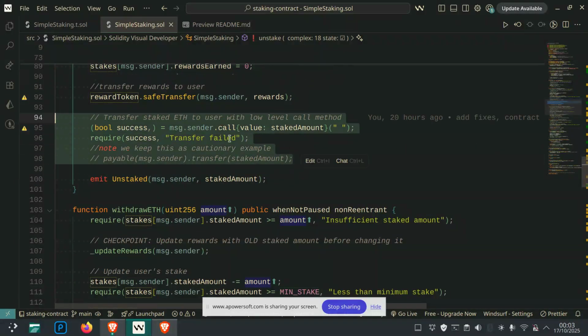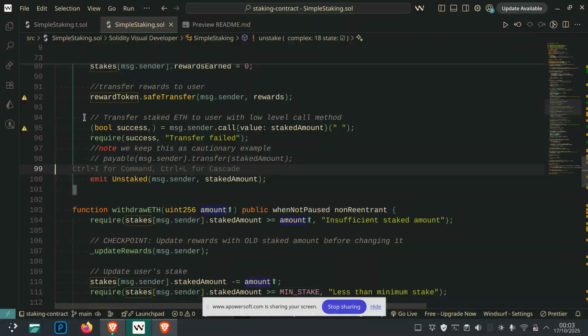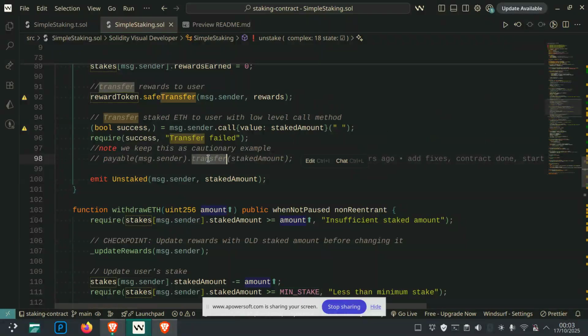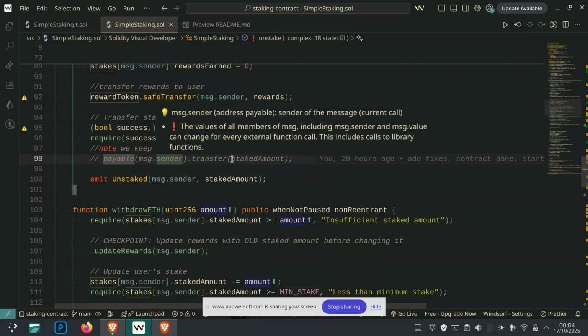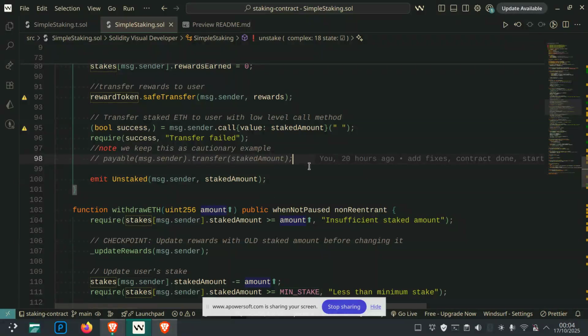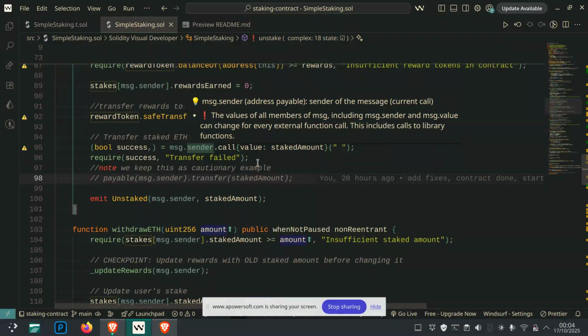But here you will see, now we are going to send ether because the users staked ether, the native token, and they will get native token ether back. But you see, I put a note here. It says we keep this as a cautionary example. So first look at what's going on here. There is this native transfer function that you can use to transfer ether, the native token, with Solidity. You see, payable message sender transfer staked amount. So we can do that, but this is not a good approach. Why is it not a good approach? I'll come to that. Instead, we do this.